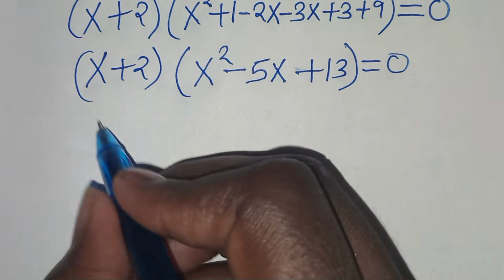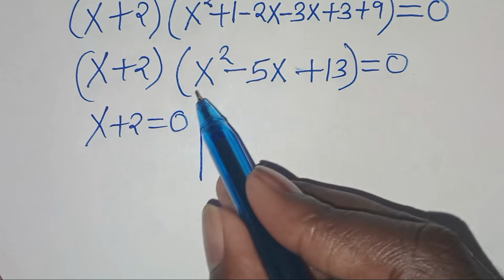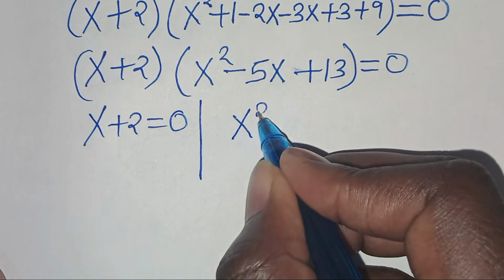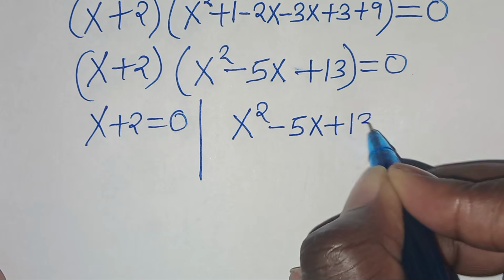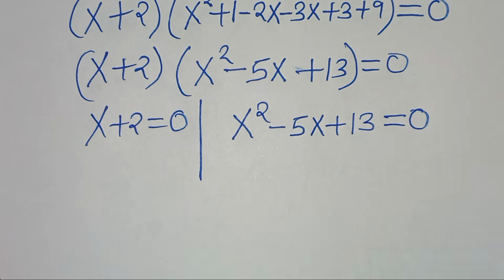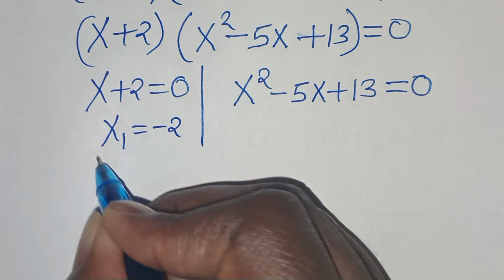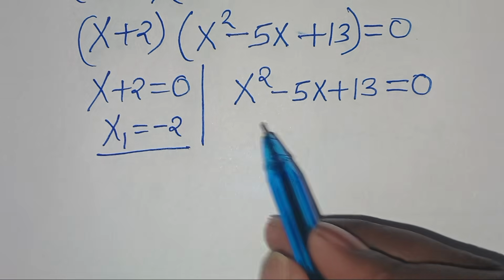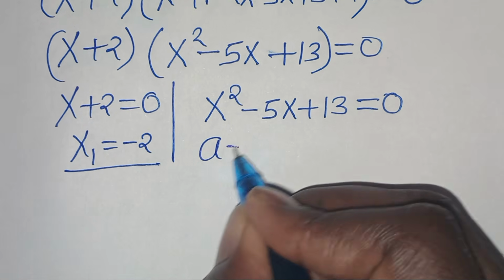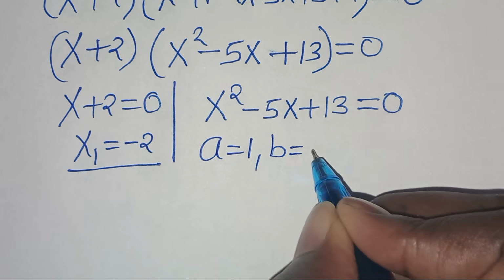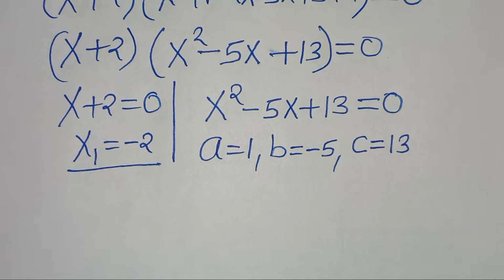So from the first part, we have x + 2 = 0. The second part is a quadratic equation, x^2 − 5x + 13 = 0. Now we have that x1 is equal to −2. This is a real solution. For the quadratic equation, a is equal to 1, b is equal to −5, and c is equal to 13.